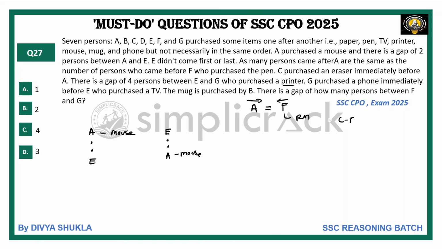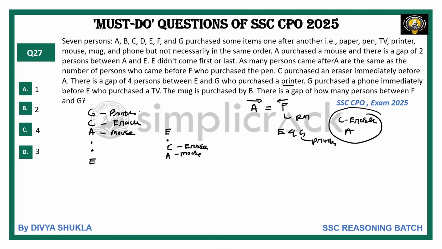C purchased an eraser immediately before A. So in this arrangement, I can put C here, who purchased an eraser. Similarly, I can adjust C here. Gap of 4 persons in between E and G, who purchased a printer. Now understand, there is a gap of 4 persons in between G and E. If you see this arrangement, you can see 1, 2, 3, 4. That means I have to place G here, printer here.